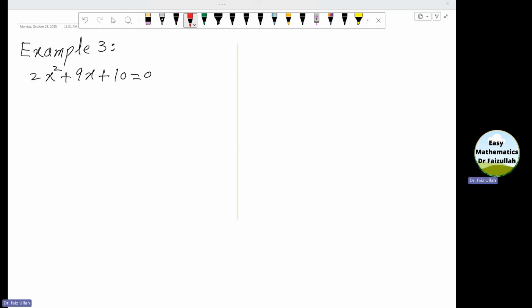Now we can solve any quadratic equation by using the same procedure. Let us multiply the first term with the last term and write it here on one side, which is 20x square, and write the middle term here, which is 9x. Now we need to find two factors, let us say two numbers. When we multiply those numbers, we get 20, and if we add or subtract those numbers, we get 9.